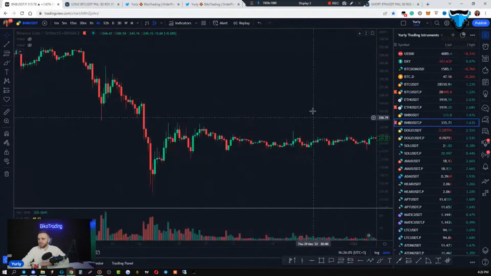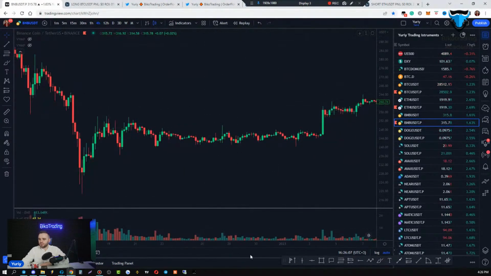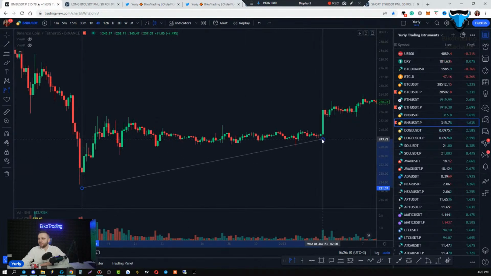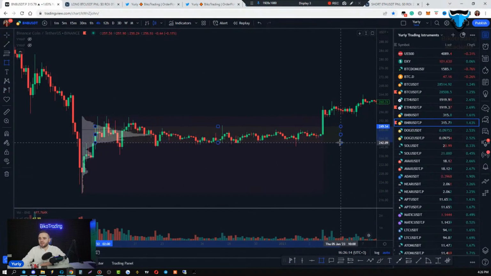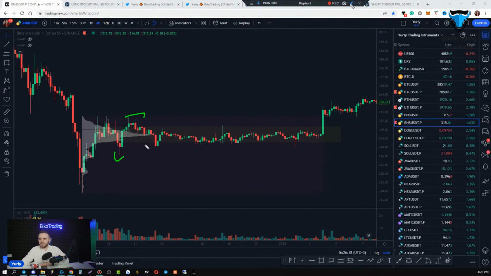Have a look at this example. Beautiful value area. And have a look, friends, how many times price did fake out of this value area. Fake out, fake out, fake out, fake out, fake out.